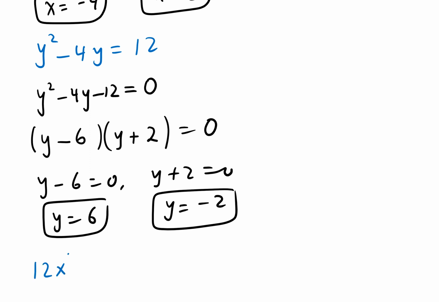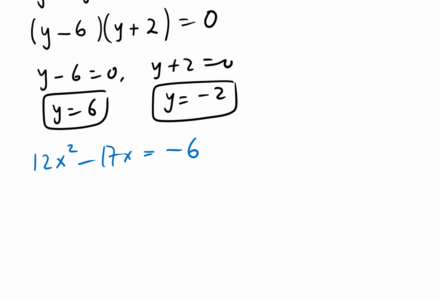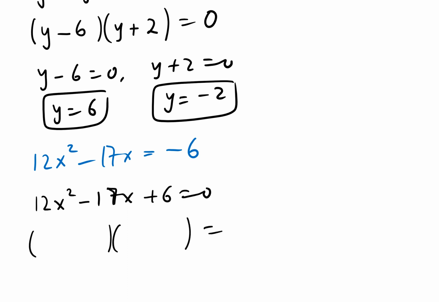Another example, 12x squared minus 17x equals -6. Always pause the video, try it on your own first before we show you the actual solutions. In this case, we can add 6 to both sides first. Add 6. Then we try to factor this trinomial with trial and error, see if it works or not.